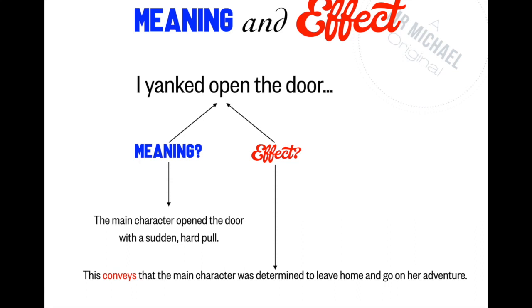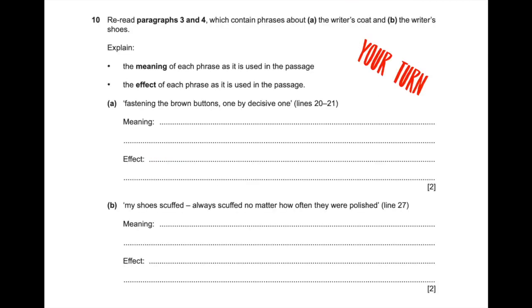So what you have to do with effect questions is think a little bit more deeply. What does this particular word convey to the reader? What does it tell us about the way that the action is performed? Now, this is taken directly from the past paper. In the O-Level English Language Paper 2 Reading Comprehension task, there will be 4 marks available for meaning and effect questions.